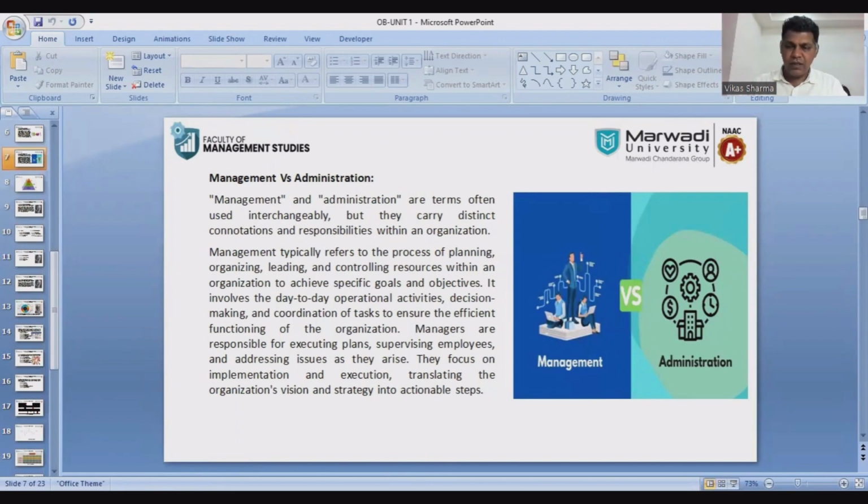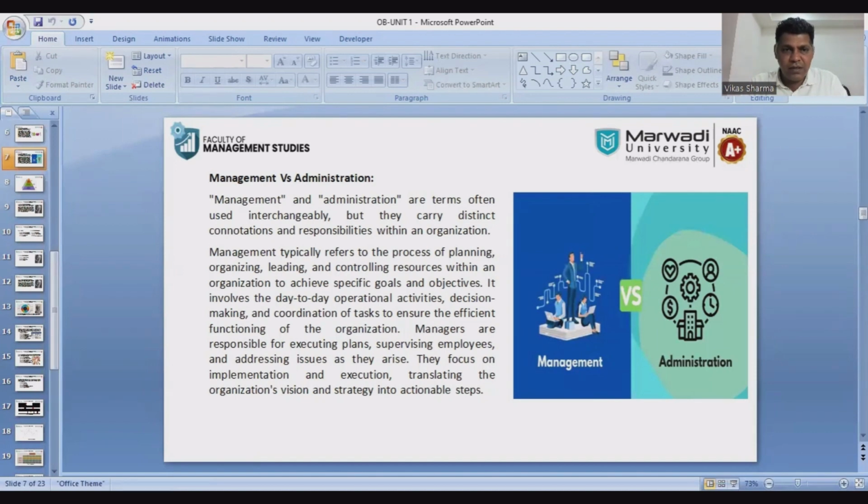So when you talk about the distinction between management and administration, this is a topic of debate, you can say, among the scholars or the practitioners, right, for many years. These terms are often used interchangeably in casual conversation. Understanding the difference between these two words is very, very crucial, right? So let's define management and administration.